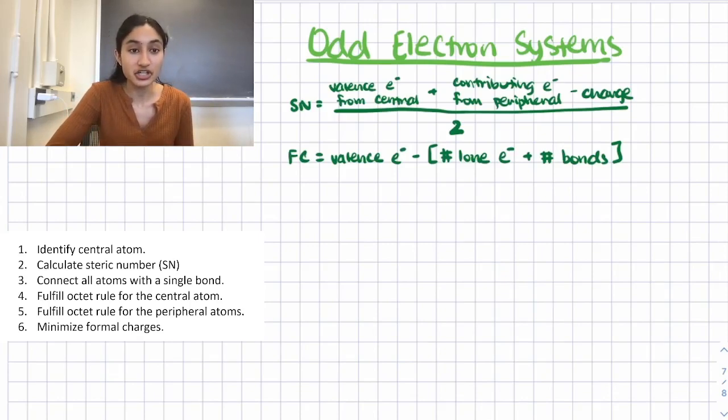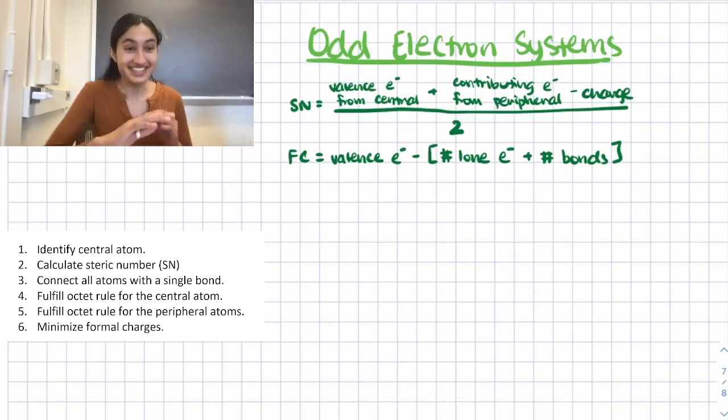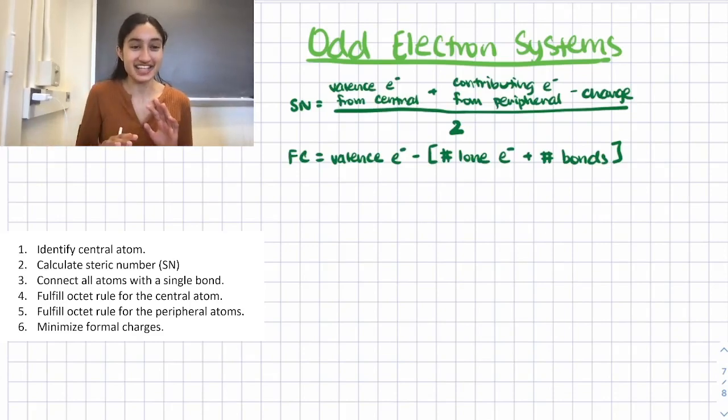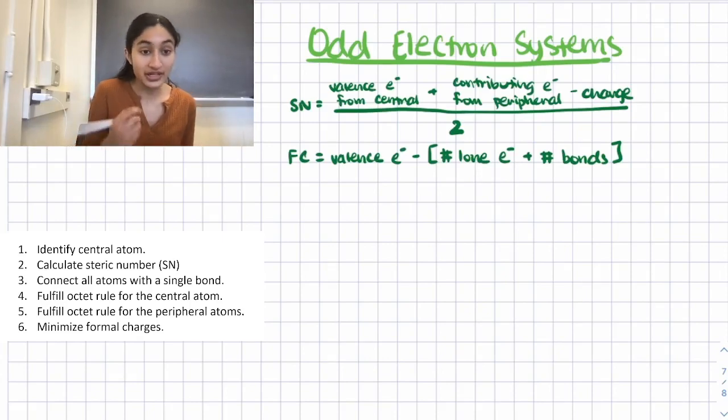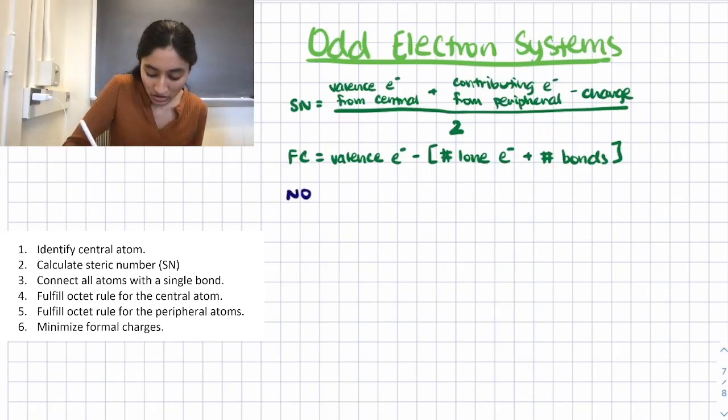In this video, we're going to go over how odd electron systems work. You might start off confused about the name, but I promise that we'll get into why it's named that way in a little bit. To understand this concept, we are going to consider the example of NO2.